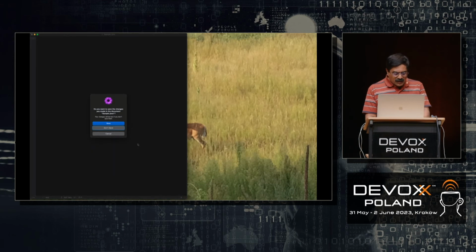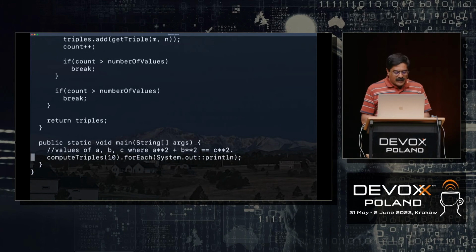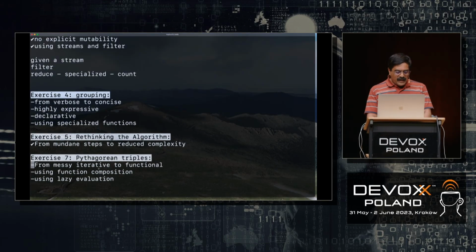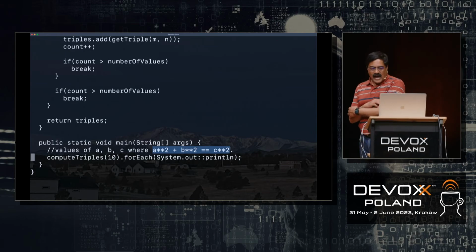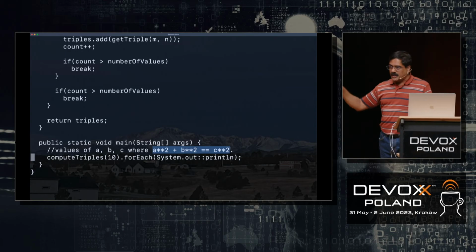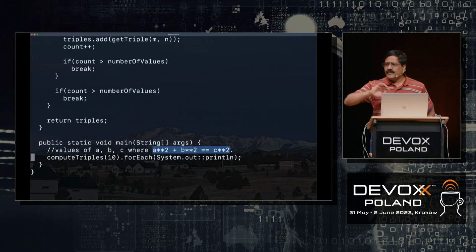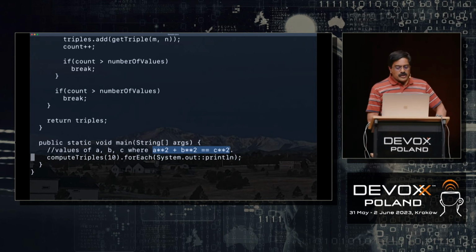It's a nice little way to think about these points. The idea behind this is you have values, let's say A, B, and C, and you want the values of A, B, and C that satisfy a particular equation, where A squared plus B squared is equal to C squared. There are an infinite number of values that satisfy this equation, but the question is, what are those? So how do you find them?